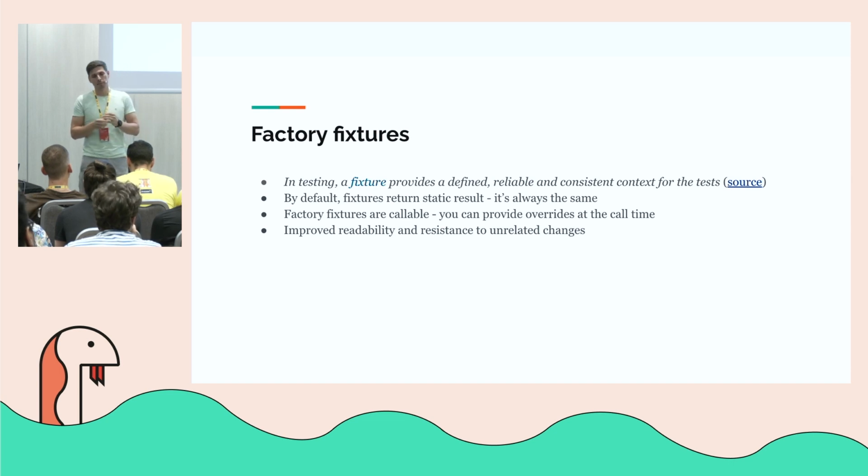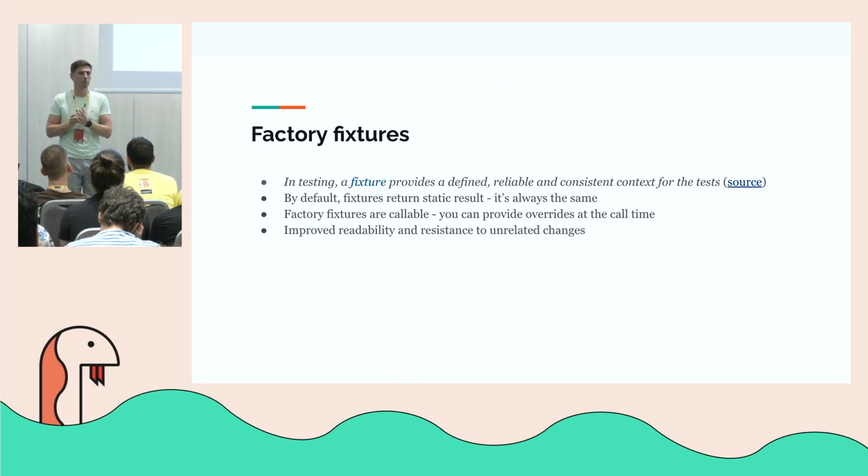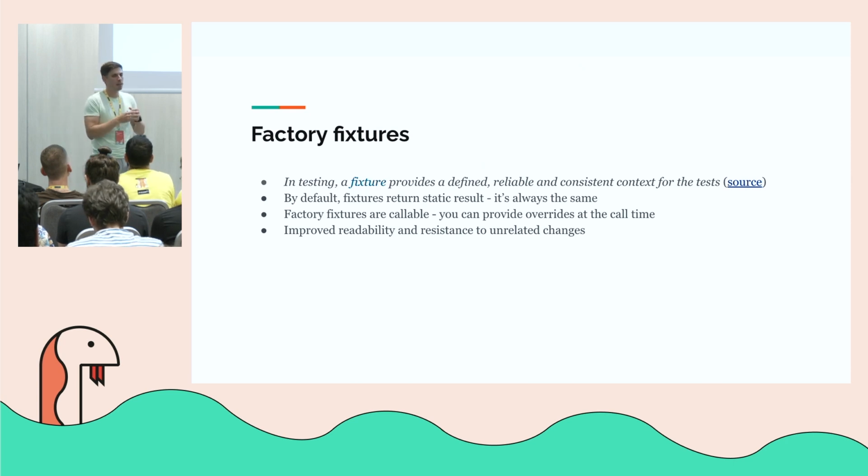So instead of returning a fixed result, we can return a function which takes keyword arguments and returns an object that we need with some sane defaults, and we provide just the overrides that we want to deal with. For example, if we want to have a to-do in completed state, then we would just provide completed. Everything else would depend on the sane defaults that are there to be used. This can improve the readability and also resistance to unrelated changes.